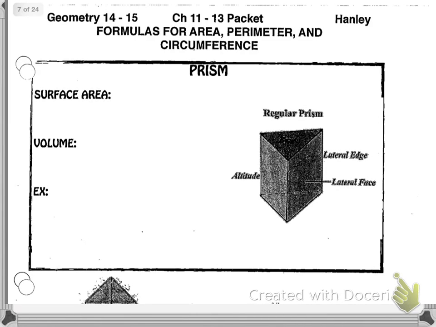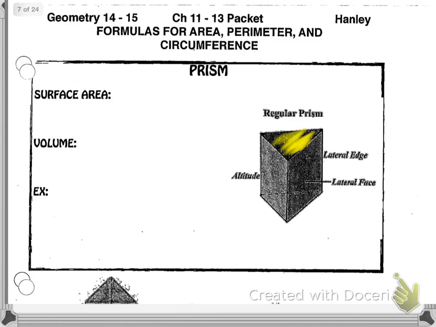Hello everyone. We're going to work on now surface area and volume. So you've had all the equations for perimeter and circumference and area, and now we're going to translate that into surface area. Surface area of a shape is the area of each face, so the area all the way around.